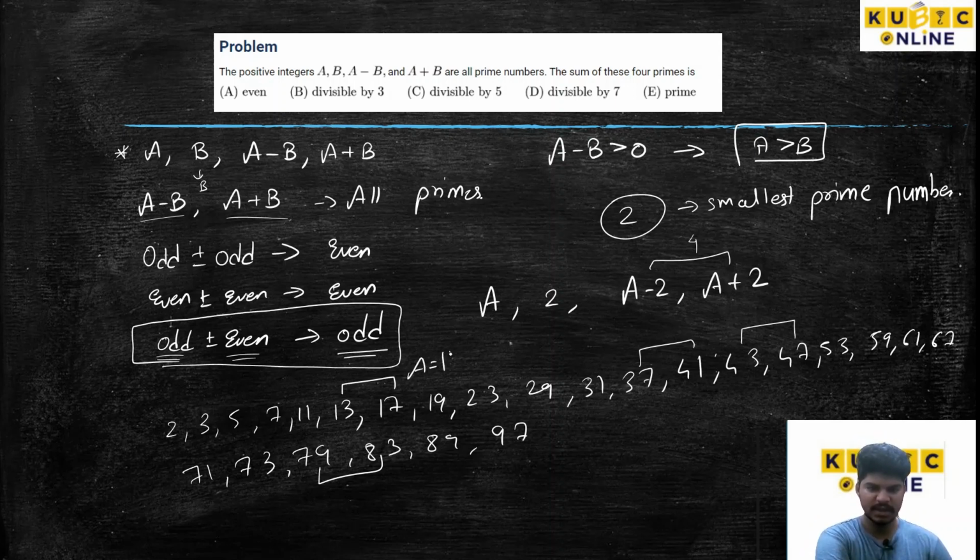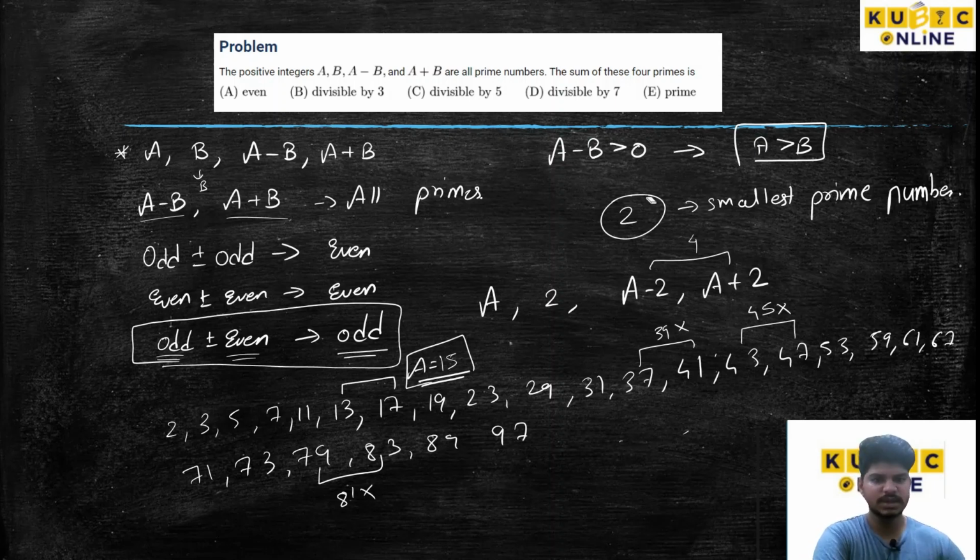Okay, so if we have 13 and 17 as a minus 2 and a plus 2, what is a? a is 15, which is not a prime. Here a is 11, it is a prime. Here a is 39, it is not a prime. Here it will be 45, not a prime. Here it will be 81, not a prime. So one option we have is a is 11. Correct. So we can say 11, 2, 11 minus 2 is 9... sorry, so there might be others.